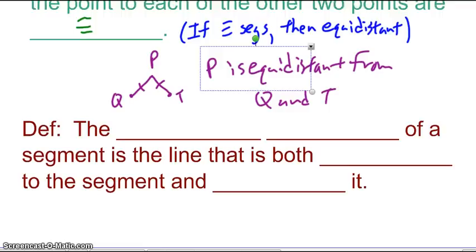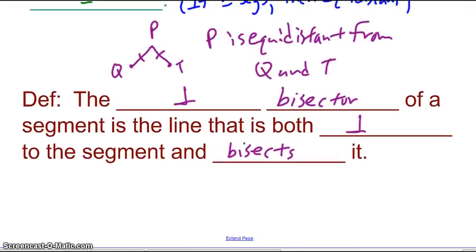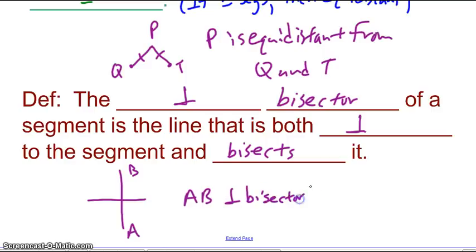Moving on to another definition. The perpendicular bisector of a segment is the line that is both perpendicular and bisects that segment. So again, putting those two terminologies together. If we take a look at something that would be a perpendicular bisector, we have AB would be the perpendicular bisector of TQ if it bisects it and forms right angles as well.